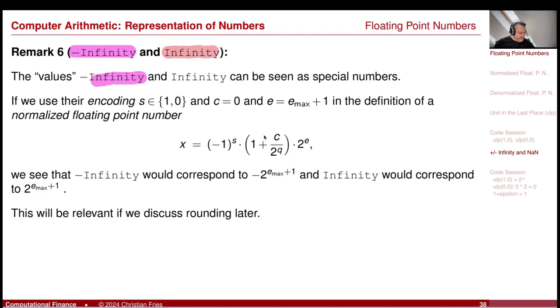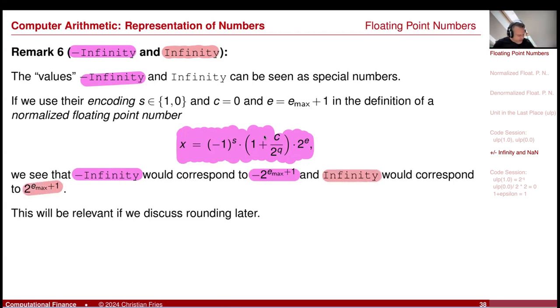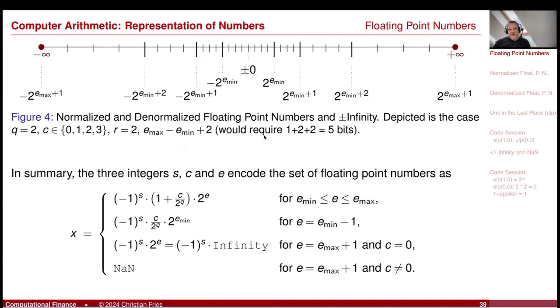So the minus infinity is actually the number that you get out of this representation if you plug in the corresponding values for s being 1, c equals 0, and e is e max plus 1. So the minus infinity corresponds to minus 2 to the power of e max plus 1, and the plus infinity corresponds to 2 to the power of e max plus 1. So just plug in the values and you see that this is the corresponding value. And these values are later important if we consider rounding. Okay, so this is my summary.